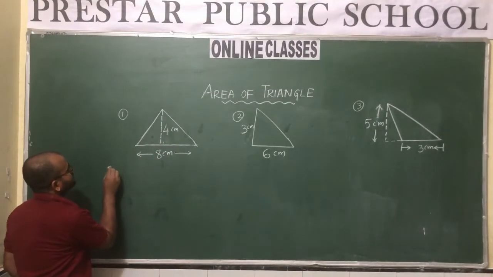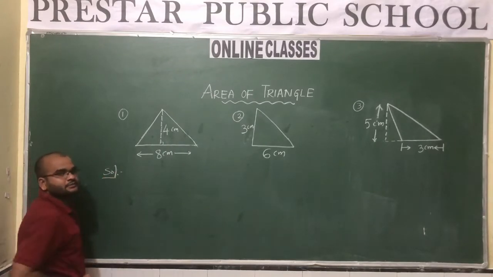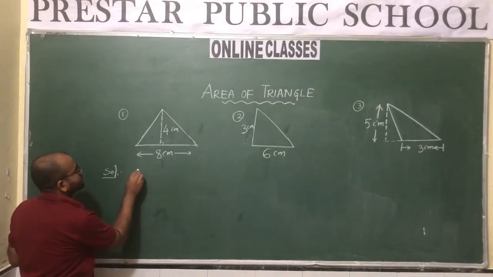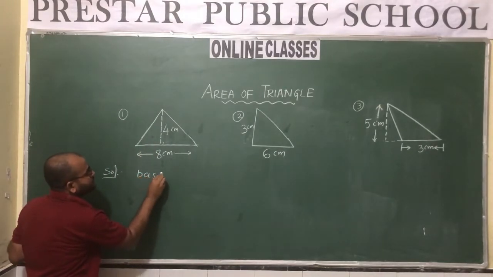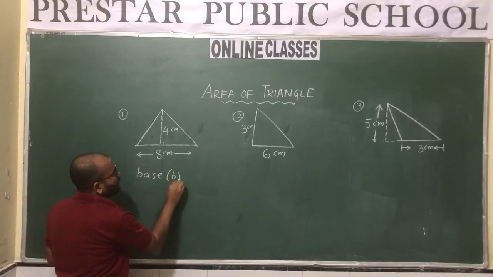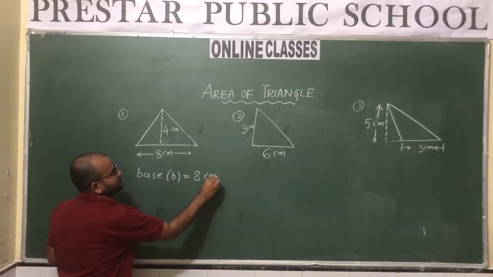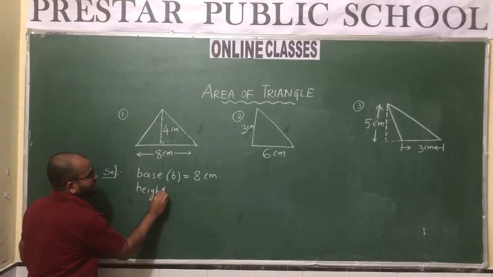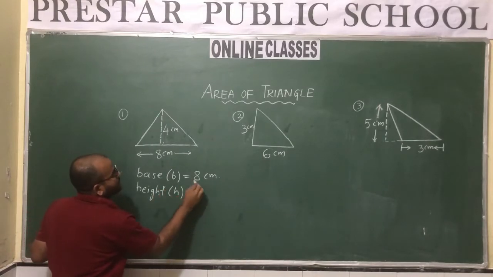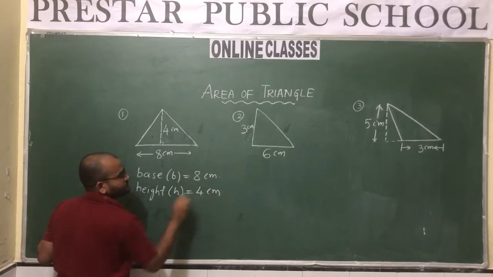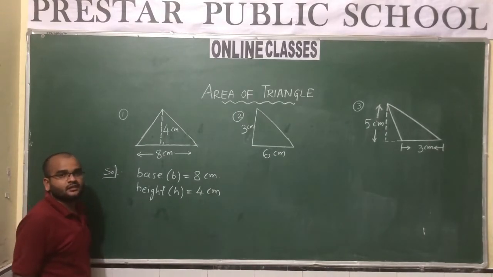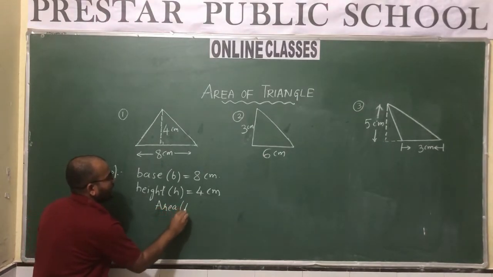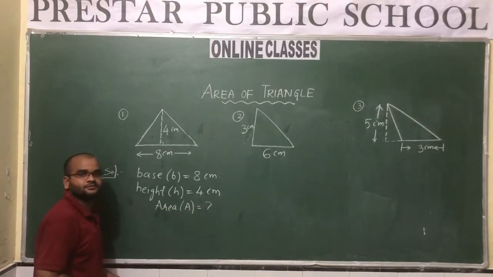Let us solve this problem. Solution. What are the given terms? The base of the triangle, b equals 8 centimeters. Next, the remaining term, height h equals 4 centimeters. Now what we have to find? We have to find area. So area A equals question mark.